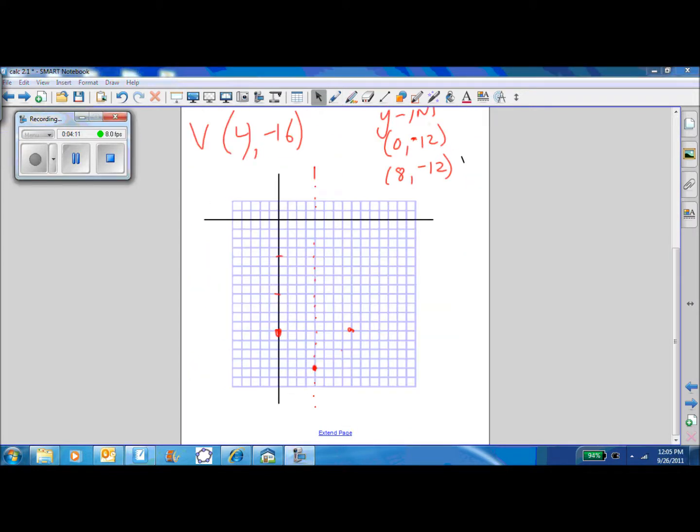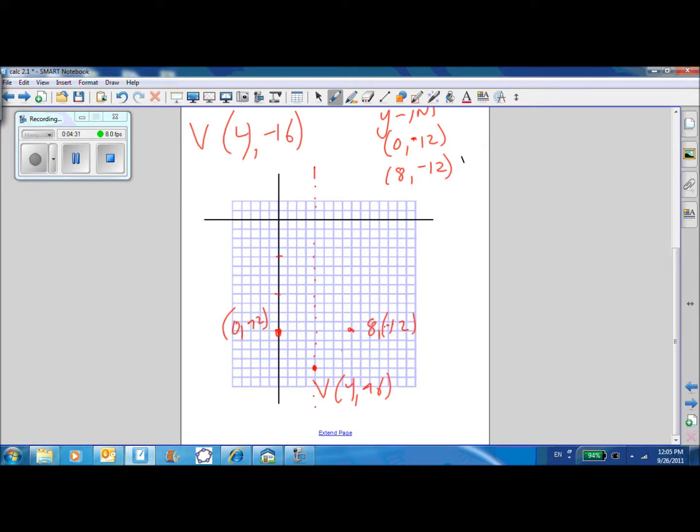Okay, so I've plotted the 3 points so far. The vertex here at (4, negative 16). And then the y-intercept and the point symmetric to it. Y-intercept at (0, negative 12), and the point symmetric to it at (8, negative 12). For a couple more points, let's plot the actual x-intercepts, because it looks like it's going to have x-intercepts.